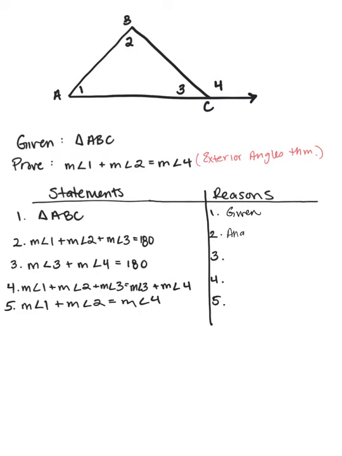That is true because of the triangle angle sum theorem. Our next statement, the measure of angle 3 plus the measure of angle 4 equals 180 degrees. Well, those two angles are a linear pair. They make up a straight line.